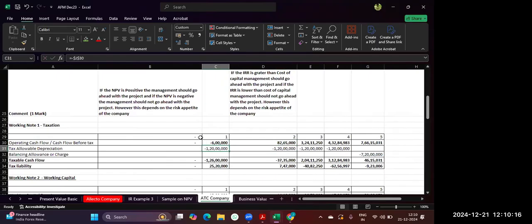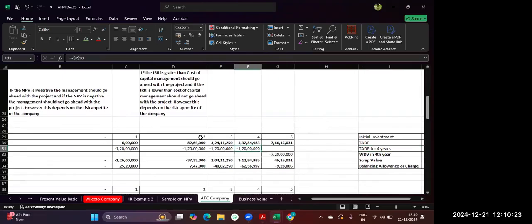So first year I'm putting 1.2 million. Second year, 1.2 million. Third year, 1.2 million. Fourth year, 1.2 million. Now guys, understand one thing. In the last year, what do you do with that asset? You sell it, scrap it off, correct? When you scrap it off, as per income tax, there are chances that you'll either make a profit or make a loss, correct? Yes, sir.